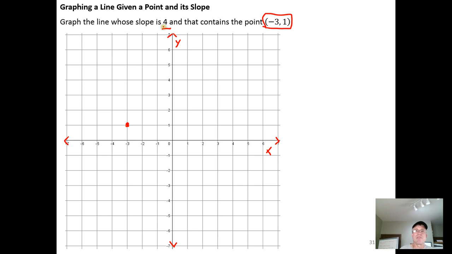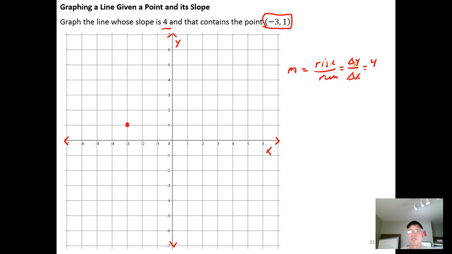I'm told that the slope of the line is 4. And so what I want to remember is that slope is rise over run. Or we can think of it as being the change in the y, or the change in the vertical direction, divided by the change in the x. And here I'm told that the change in y over change in x, or the slope, is 4.